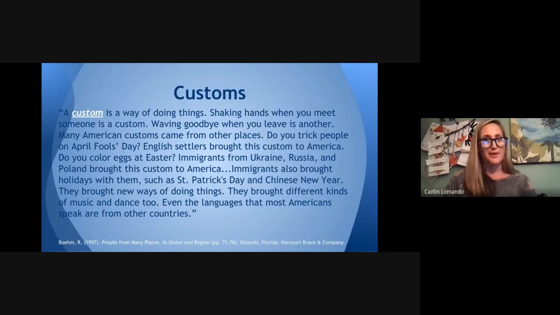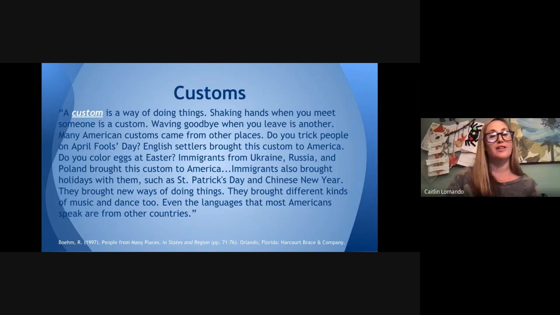Let's talk a little bit about customs. A custom is a way of doing things. Shaking hands when you meet someone is a custom. Waving goodbye when you leave is another. Many American customs came from other places. Do you trick people on April Fool's Day? English settlers brought this custom to America. Do you color eggs at Easter? Immigrants from Ukraine, Russia, and Poland brought this custom to America.